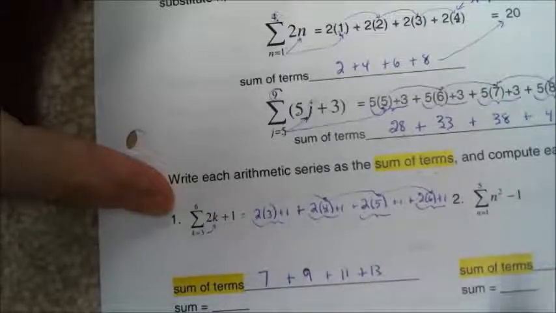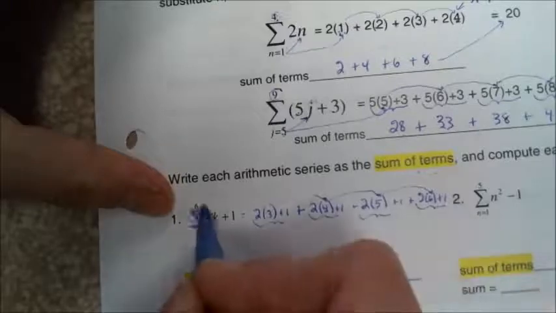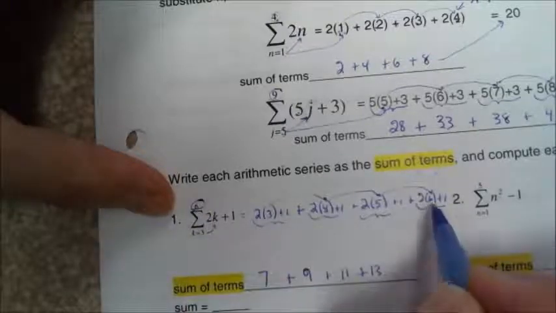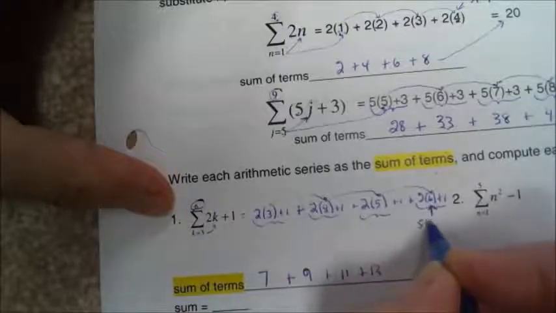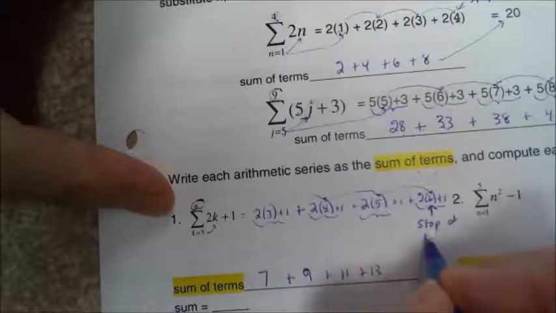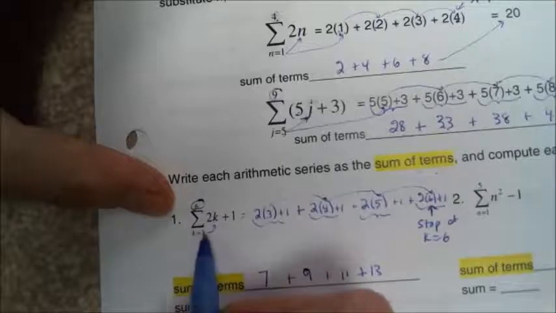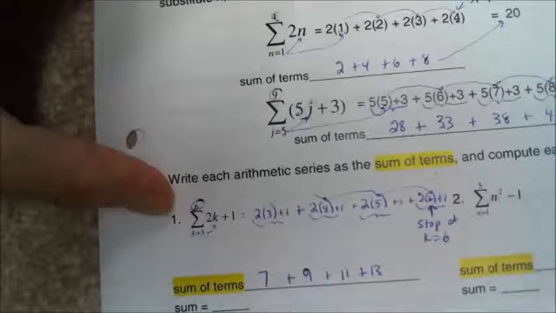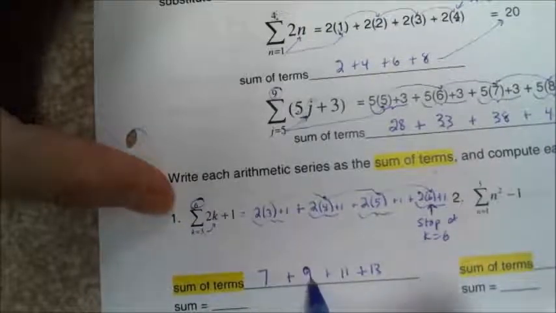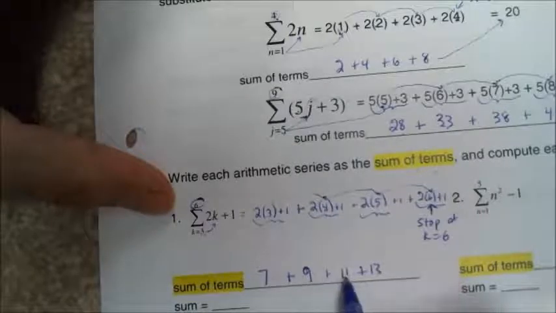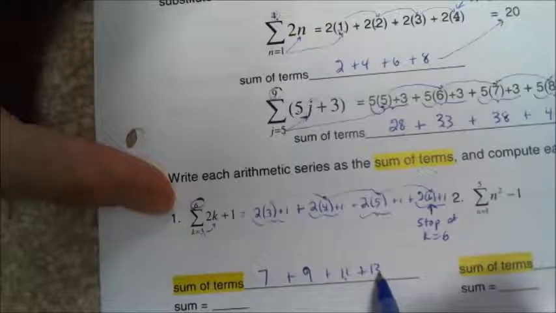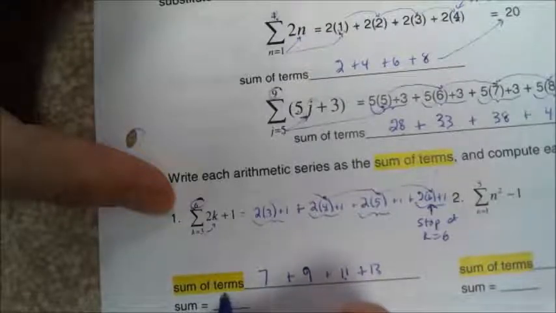So there are your sum of terms. And you're going to stop at K equals 6, because the sigma notation tells us to stop here. Start at k equals 3, stop at k equals 6. So let's see, 7 and 9 is 16. 16 and 11 is 27. 27 and 13 is 40, I believe.